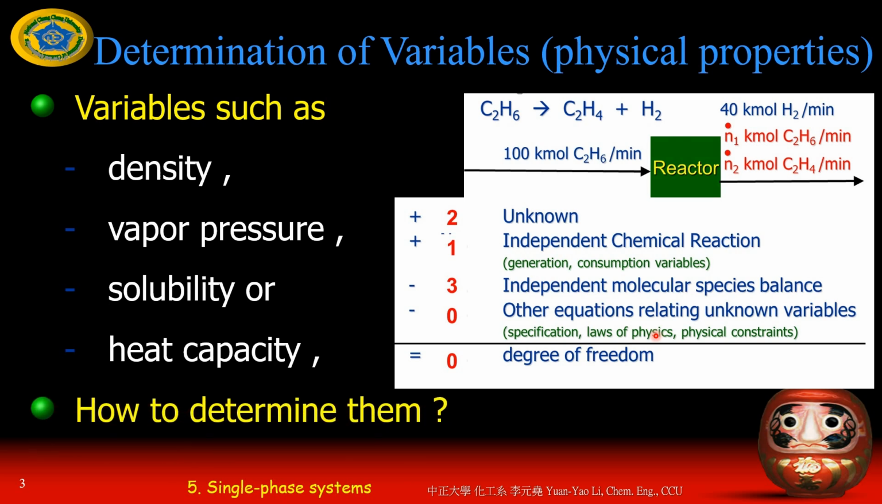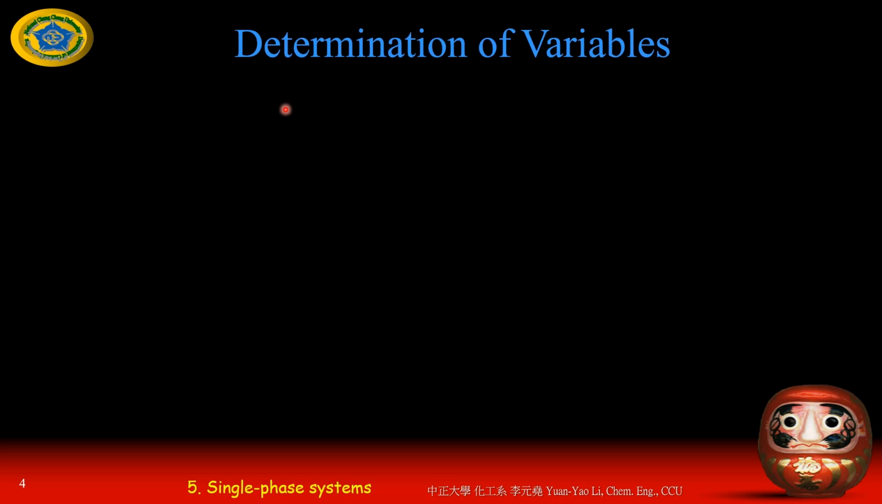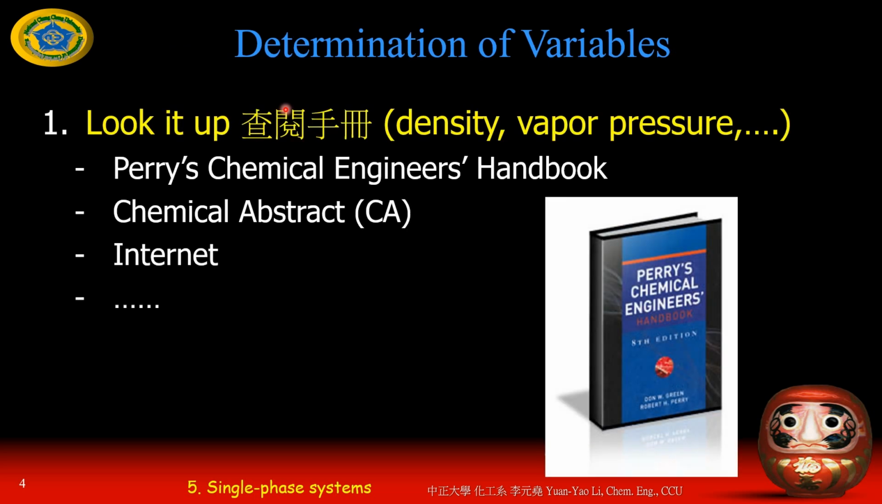So how to determine, let's make it the easiest way, which is how to determine density. There are a few directions, a few methods. First is look it up. You find out the density of the mixture of the water and alcohol 50-50 at 20 Celsius. You probably can find the density of this mixture in Perry's Chemical Engineers' Handbook. Okay, this is the first one.